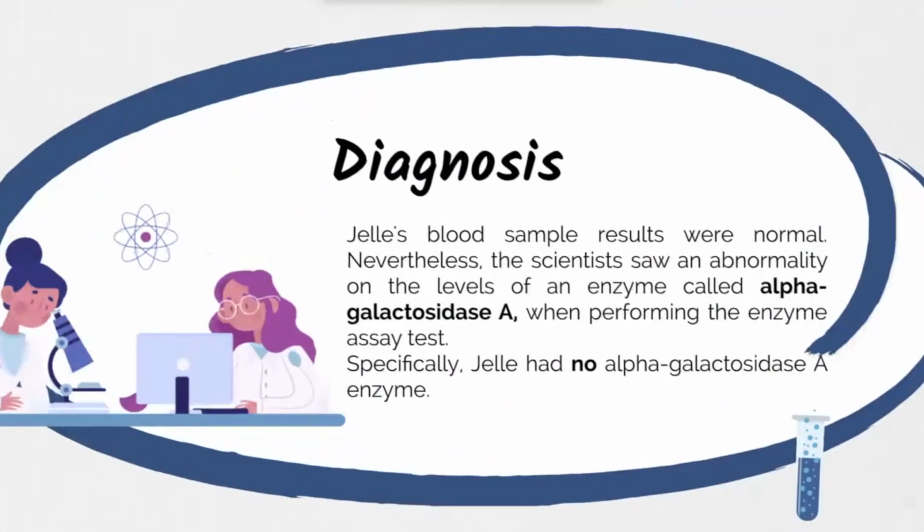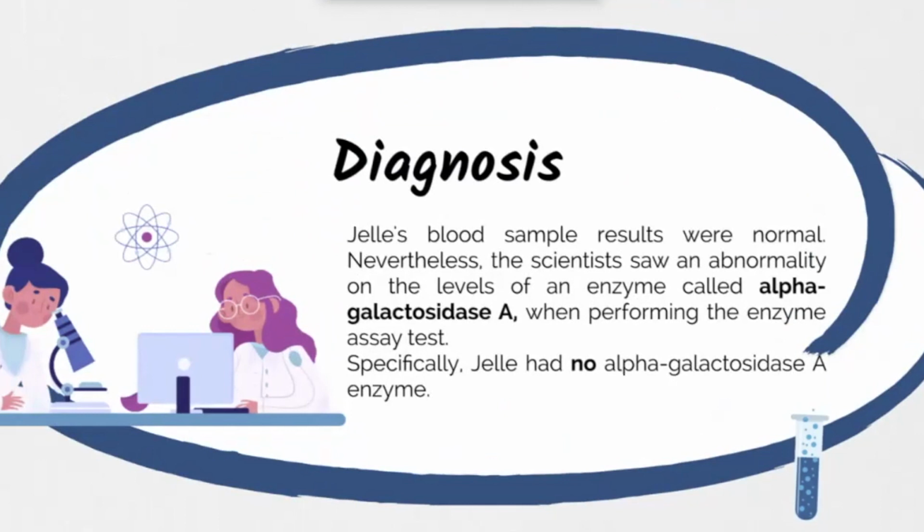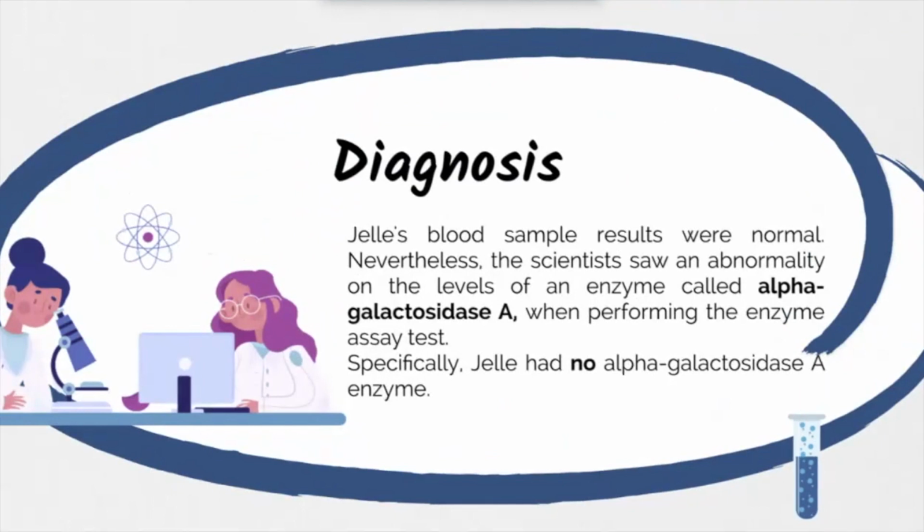Now Sadaf will explain to us the results of the testing. So basically what we found was that Jelle's blood sample results were normal. However, I saw an abnormality in the levels of an enzyme called alpha-galactosidase A. When performing the enzyme assay test, specifically, Jelle had almost no alpha-galactosidase A enzymes.